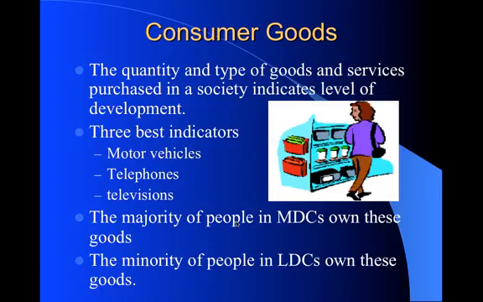Now, consumer goods. Consumer goods are extremely important when you're talking about how wealthy a country is. The quantity and type of goods and services purchased in a society indicates the level of development that they have. So take a look at these three consumer goods that we know very well in our country. Motor vehicles, telephones, televisions. These are all things that in our more developed country of America, the vast majority of people own more than one of these things. Motor vehicles, for example, your family might have 2 or 3 motor vehicles. Telephones, forget about it. All of your parents have a cell phone.